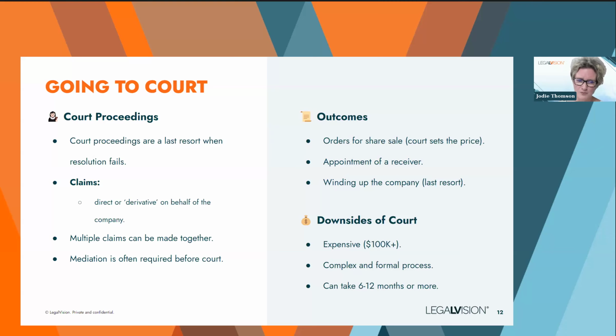However, if they don't work and we're back to going to court again, what are the outcomes that might result from going to court? Well, they're less flexible than negotiation because the court will have discretion as to what orders are made at the end. For example, the court might make orders that one party sells their shares to the company for a price fixed by the court.